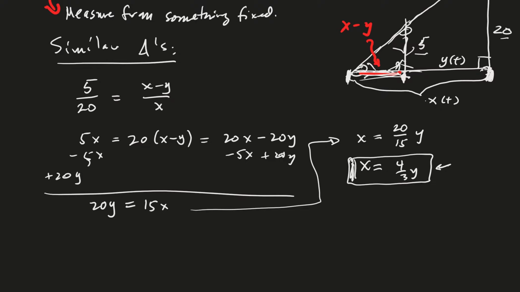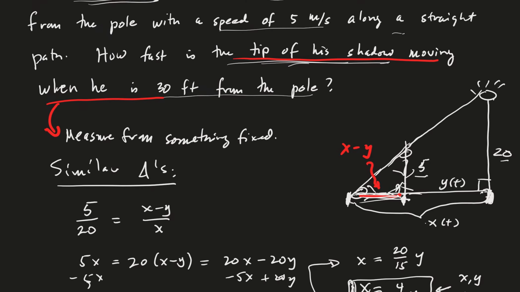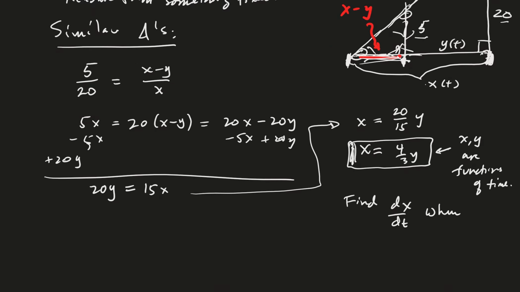And now remember, x and y are functions of time. Right? Okay, and what we're asked to do is we want to find dx over dt when what? When he's 30 feet from the pole, so when y is equal to 30, and notice that dy over dt is 5, right? So when y equals 30, dy over dt equals 5.